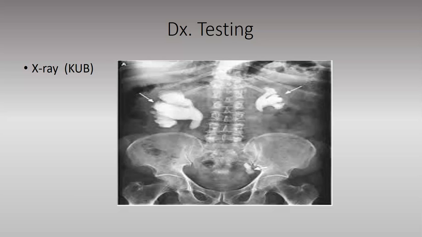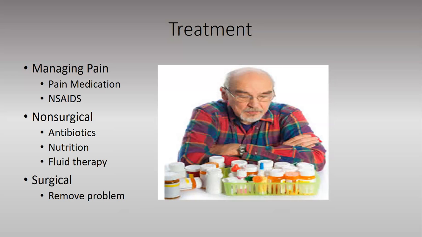Diagnostic testing, they'll also do an X-ray, or what they call a KUB. The KUB is an X-ray of the kidneys, ureters, and bladder. So they're now looking at the kidneys, they're looking to see if there's anything stuck in it, they're looking for stones in the ureters, they're looking at the bladder to see if there's something else stuck there too.